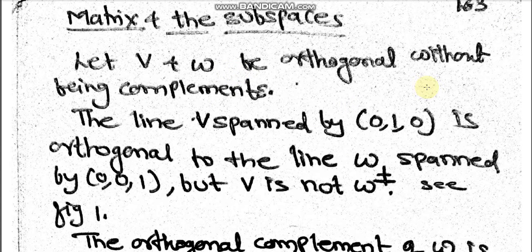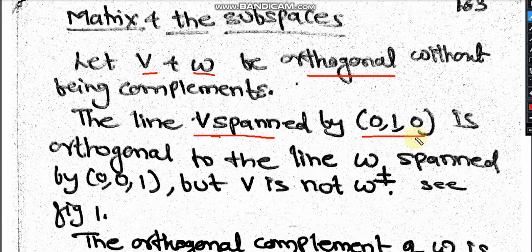So here we can have V and W be orthogonal without being complements. It's not necessary that they have to be complements. Some vectors of V and W can be orthogonal without being complements. For example, the line V spanned by 0, 1, 0 is orthogonal to the line W spanned by 0, 0, 0, 1. So both are orthogonal, but W is not in V perpendicular space.